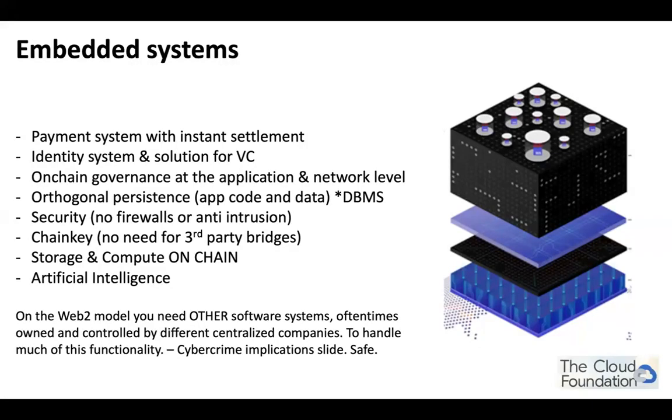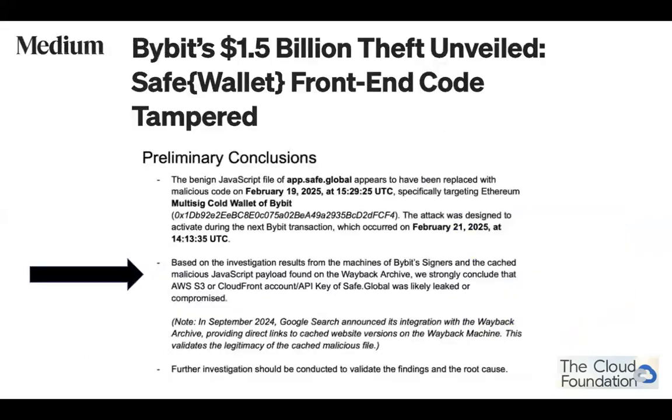And if you just look at the implications here, when it comes to cybercrime alone, we just saw a $1.5 billion exploit. And I'm going to read off the preliminary conclusions from the team that investigated this exploit. Based on the investigation, results from the machines of Bybit signers and the cached malicious JavaScript payload found on the Wayback Machine, we strongly conclude that the AWS S3 or CloudFront account API key of safe.global was likely leaked or compromised.